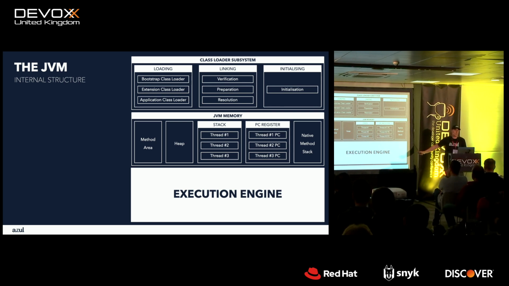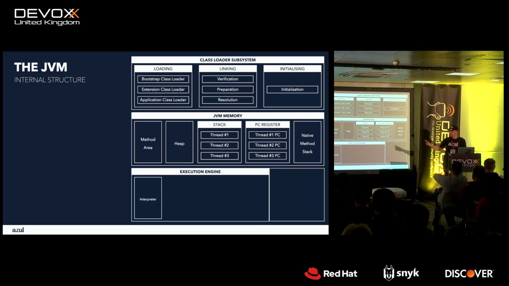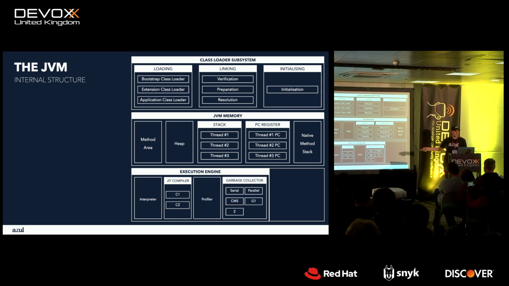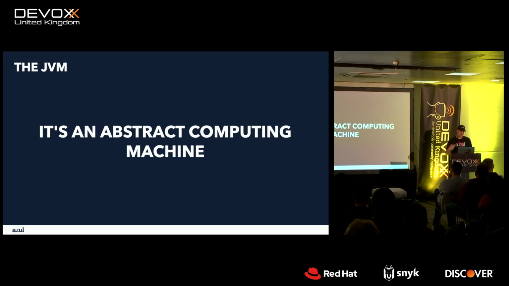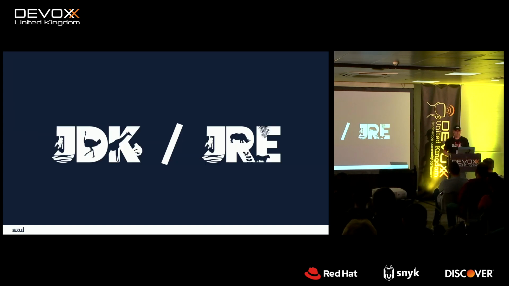And then there is the execution engine. The execution engine comes with the interpreter, with the C1 and C2 compiler. It has a profiler. It has all the garbage collectors in there. And then there's the native method interface, so JNI, and the native method libraries. The execution engine, we will come to that a little bit later, because there's something special in there related to OpenJDK distributions. But this is how it looks. It's quite a complex thing. It's not that easy, right? And that means this is an abstract computing machine. That's what it is. Okay, that's just the basics.